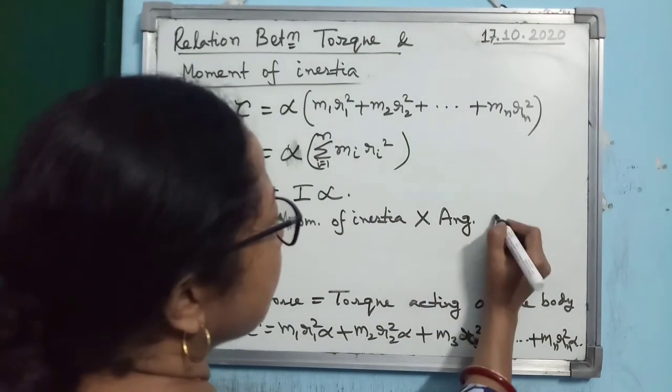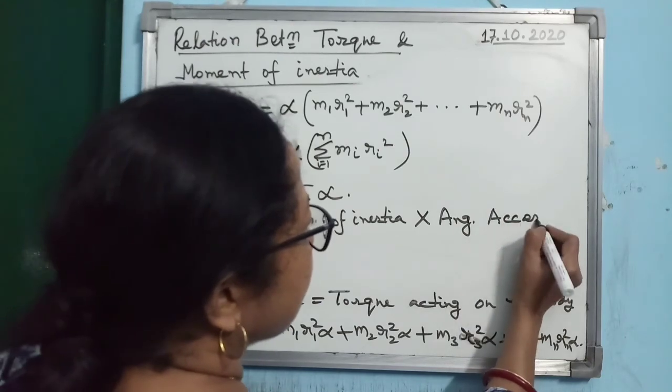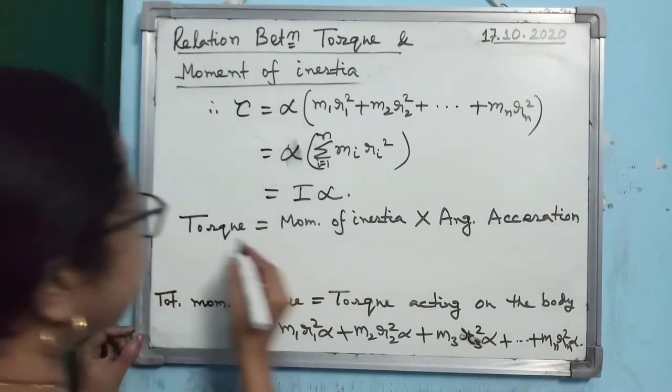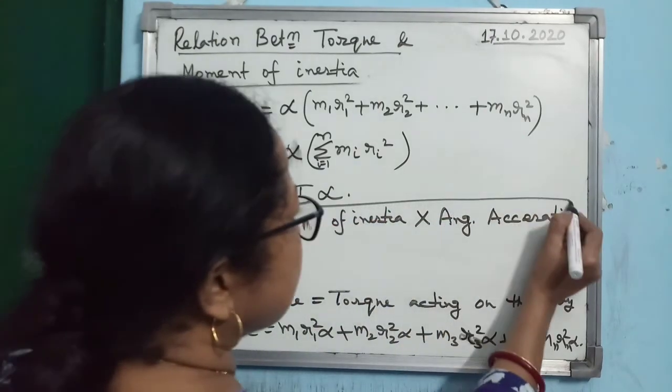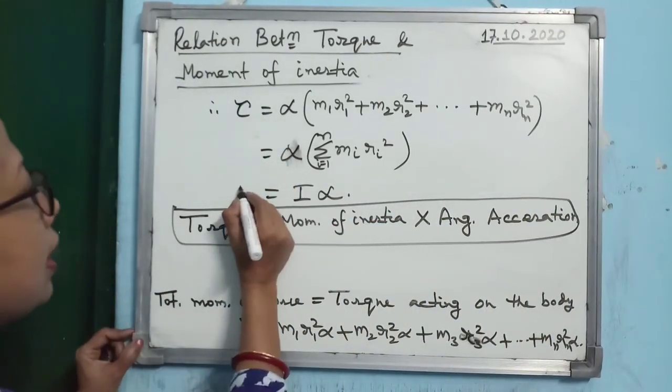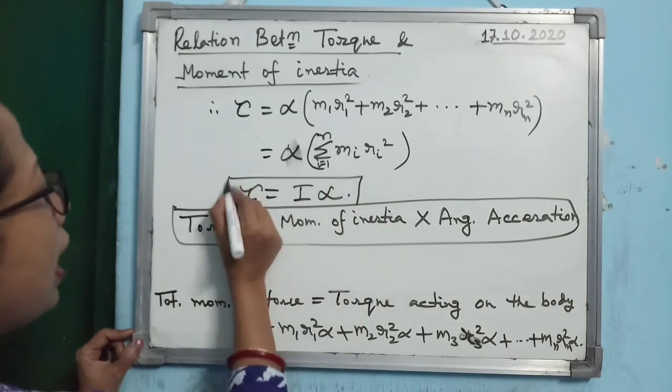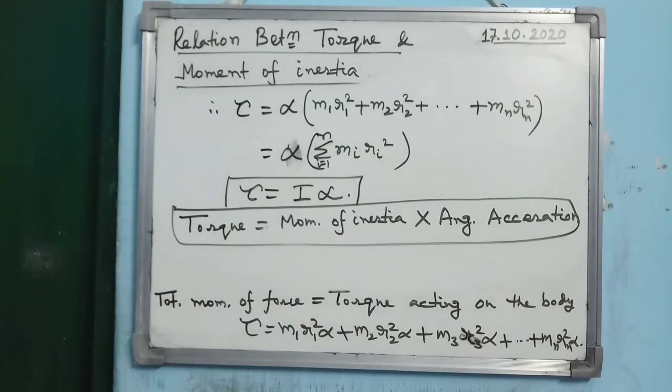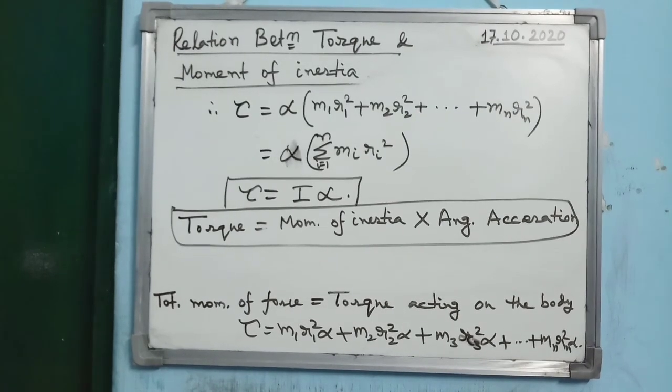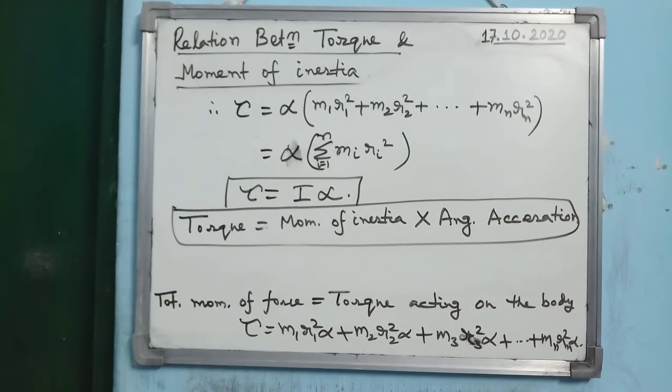Is that clear? You have to remember this. Torque is given by moment of inertia into angular acceleration: torque is equal to I into alpha. Another important relation of this chapter, for solving the numericals as well as the conceptual questions. So you must learn and remember it. And this derivation also you must practice, because no calculus method is used in this derivation, so it may come in the exam. So you must learn the derivation also.